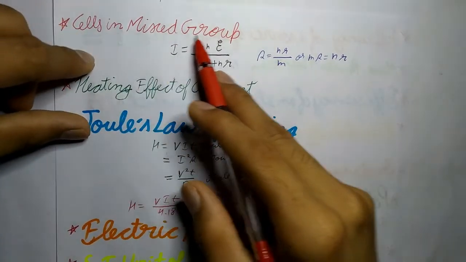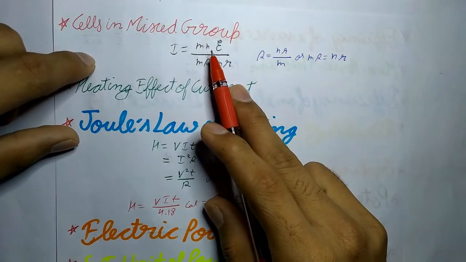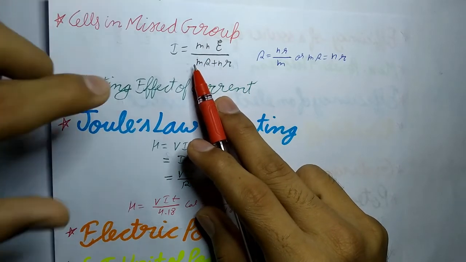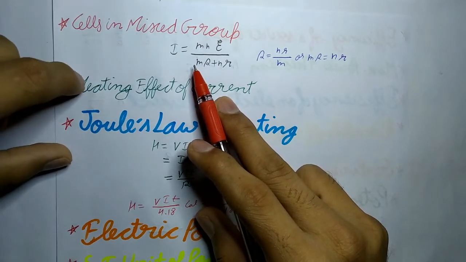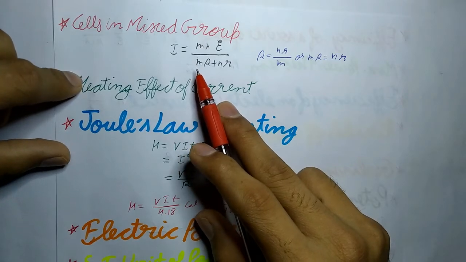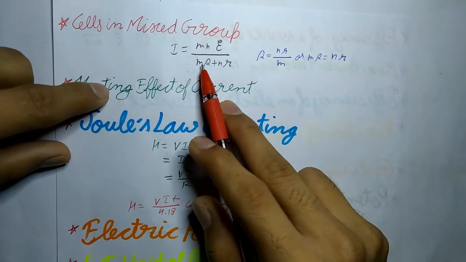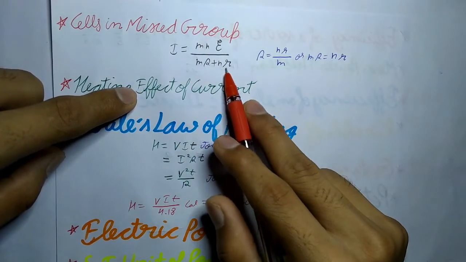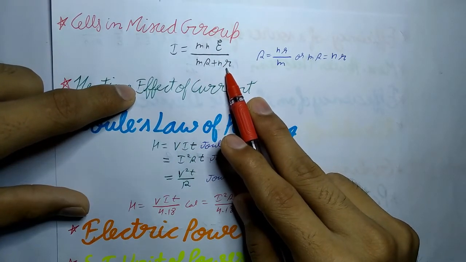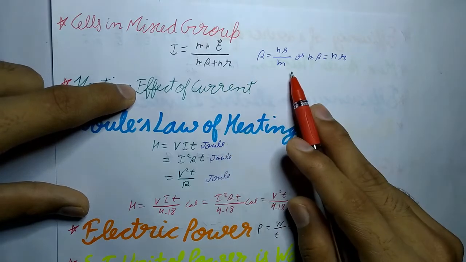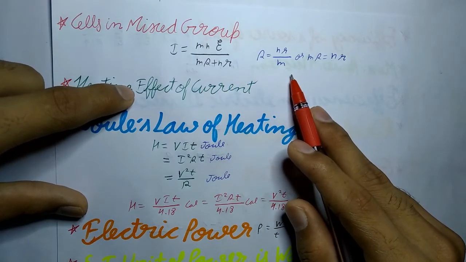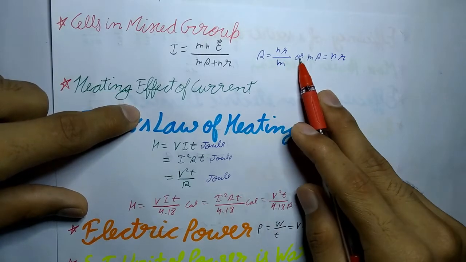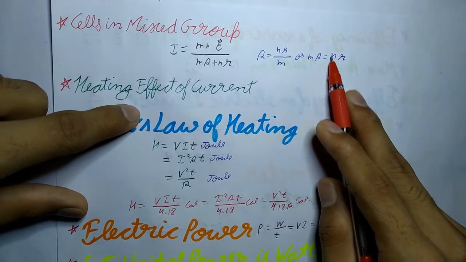Now cells in a mixed group. If n cells are connected in series in each row and m such rows are connected in parallel, then the current drawn through an external resistance capital R is I equal to mnE upon mR plus nr. And for maximum current, the external resistance must be equal to the total internal resistance. So R is equal to nr upon m, or we can say that mR is equal to nr.